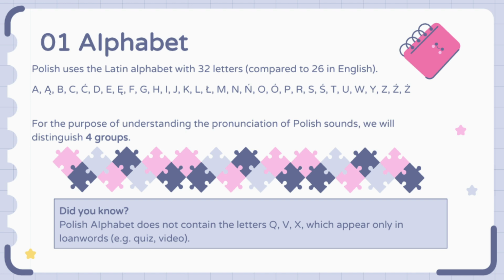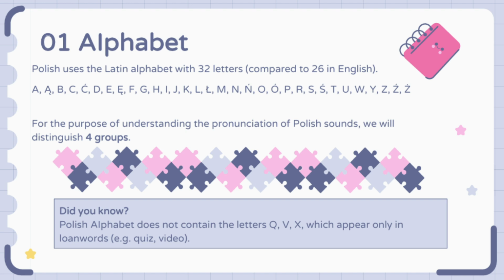Polish uses the Latin alphabet with 32 letters compared to English's 26 letters. And the letters are as follows: A, Ą, B, C, Ć, D, E, Ę, F, G, H, I, J, K, L, Ł, M, N, Ń, O, Ó, P, R, S, Ś, T, U, W, Y, Z, Ź, Ż.